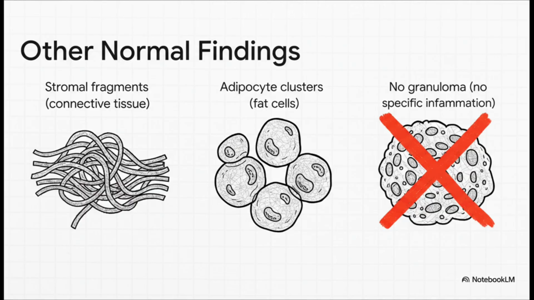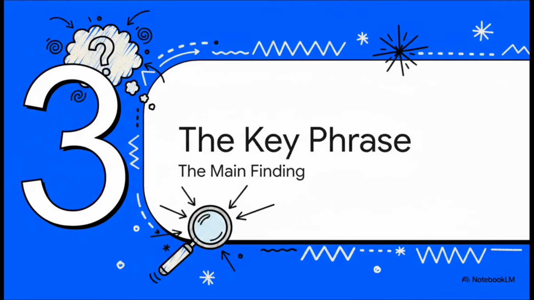And then it says no granuloma. That's important because granulomas are a sign of a specific kind of inflammation. So the fact that they're not there is another reassuring finding. So far, every single clue is pointing towards healthy, normal tissue. So we've collected a lot of clues, and they all seem to be pointing in a really positive direction. We've seen all the normal cells we'd expect to see, but let's be honest.